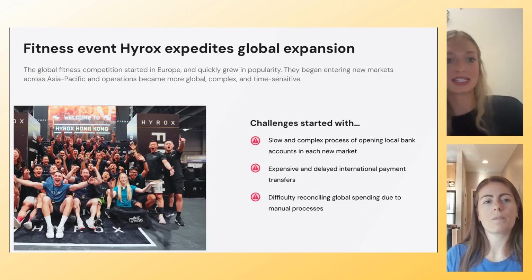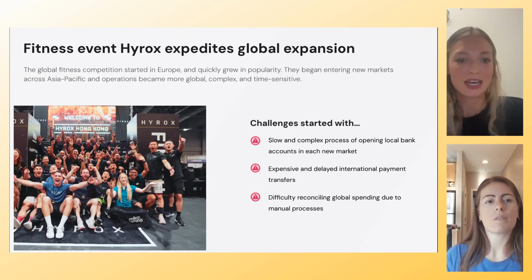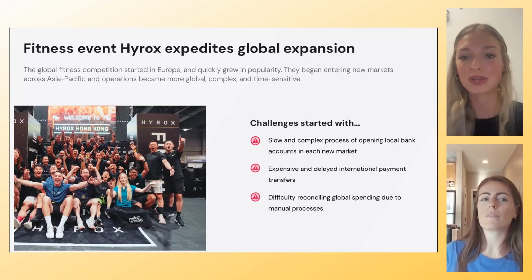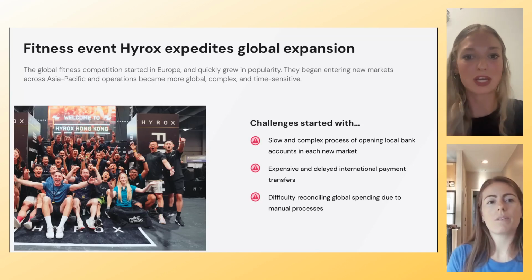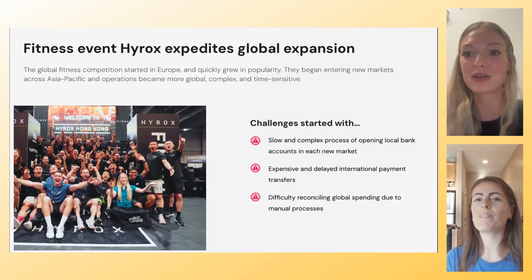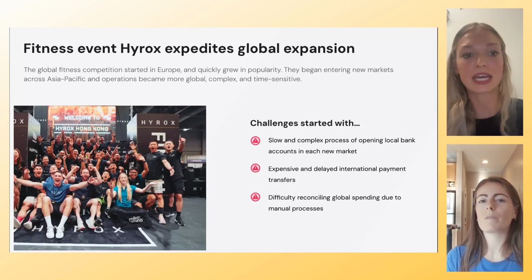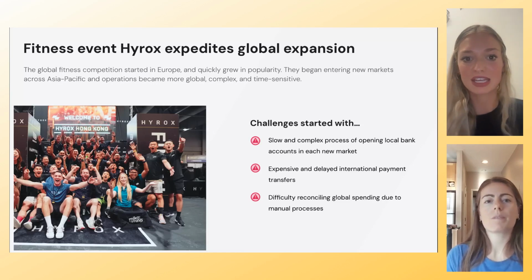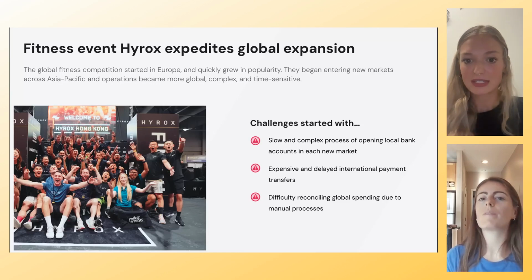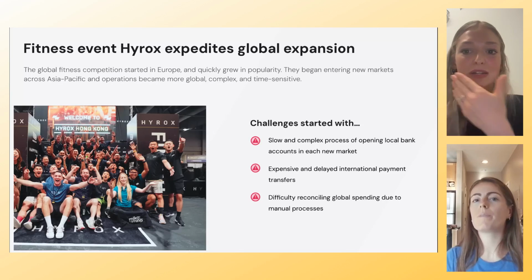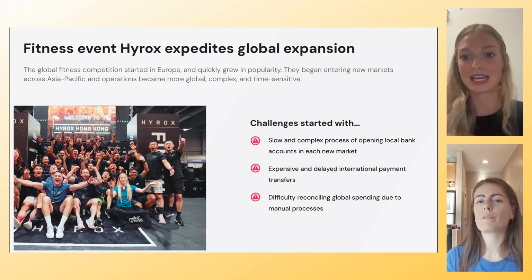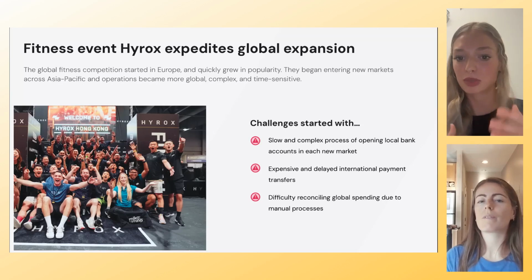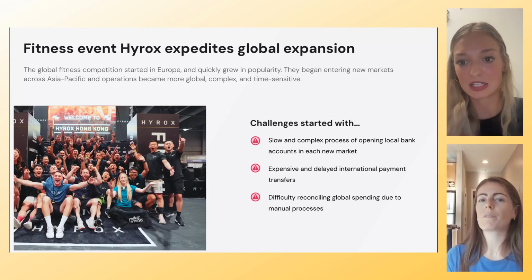Another example of this is a fitness event. This is a fitness event where they host 80 or 90 runs of getting people together and going on a fitness adventure, right? So you can sign up, it's expanded globally, and they started to really grow in APAC. As they did that, things became a little bit more complex. It's also time sensitive. If you're running a race the next day, that payment needs to hit their bank account. So HYROX was suffering from slow, complex processes as they were scaling to each market.